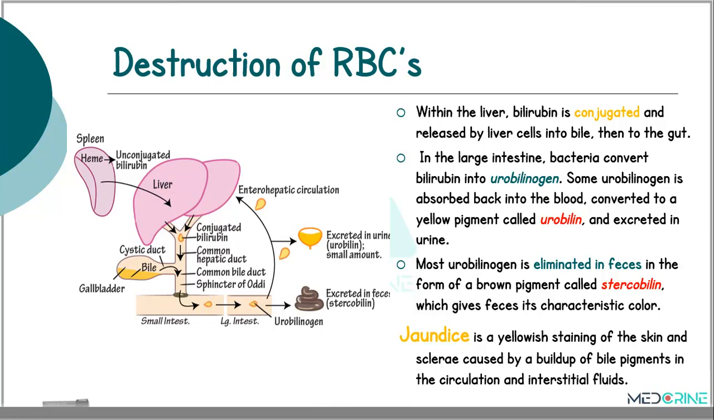Most of the produced urobilinogen is eliminated in feces in the form known as stercobilin, which is the brown pigment which gives the feces its characteristic color. When there is a buildup of these bile pigments in circulation or interstitial fluids, we develop a condition known as jaundice.